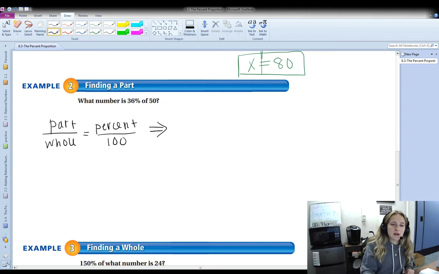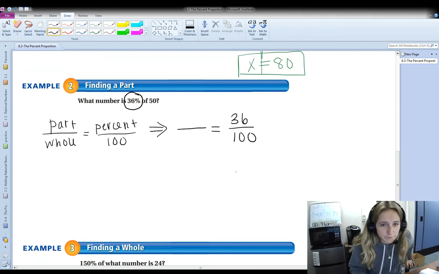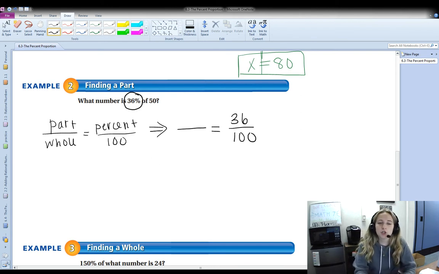So what number is 36% of 50? So this is the only exception. The "is" is in front of the 36, but what is also attached to the 36? The percent symbol, which means for sure that's going to be your percent. So I'm going to write 36 in the percent area. So we have 36 over 100. Okay, so that's good. And remember, that 100 always stays the same in that right denominator.